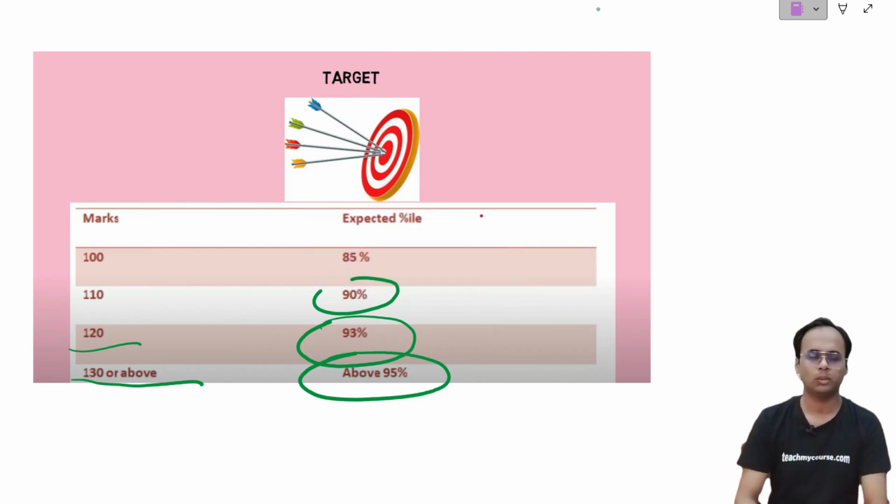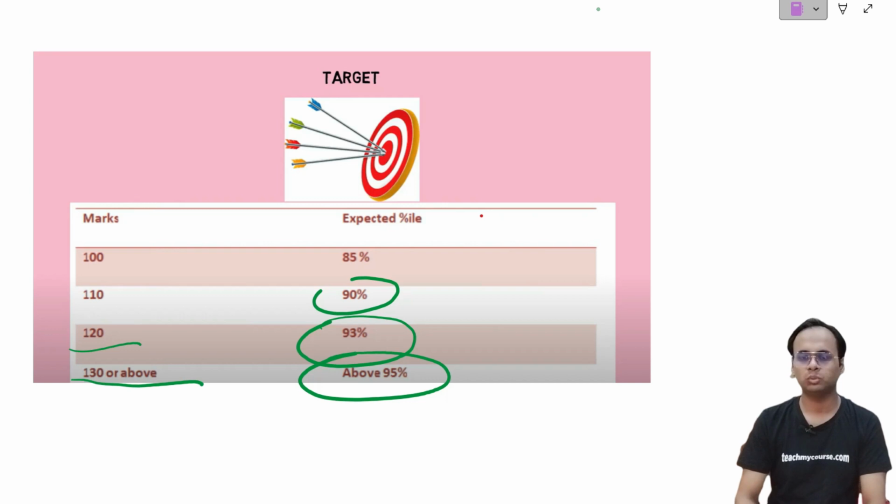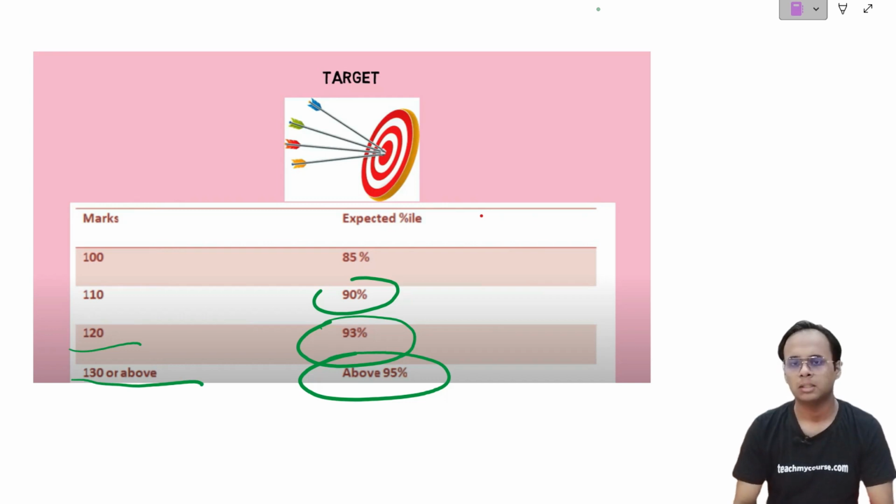Only then will you be able to understand the gravity of this section. Okay, this is not an easy section. Let me just clarify, a lot of students have this misconception. Okay, let's go ahead.